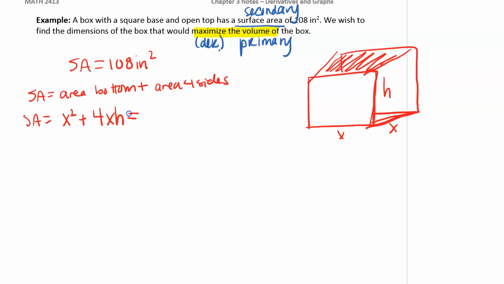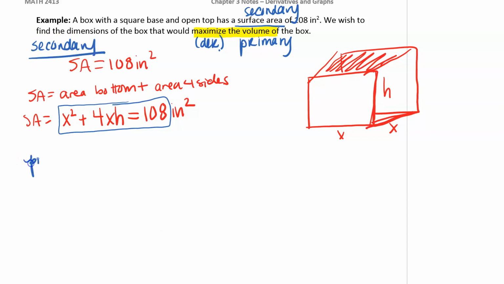Then we know that this is equal to 108 inches squared. And so we've got an equation here, and you can see that it only has two variables, which makes it work nicely. But again, this is our secondary equation. This is what we know. And so we need to now go to our primary equation, and that's going to be the one we actually use to take a derivative.